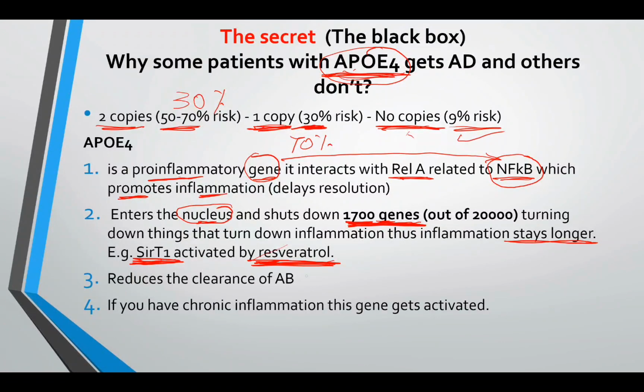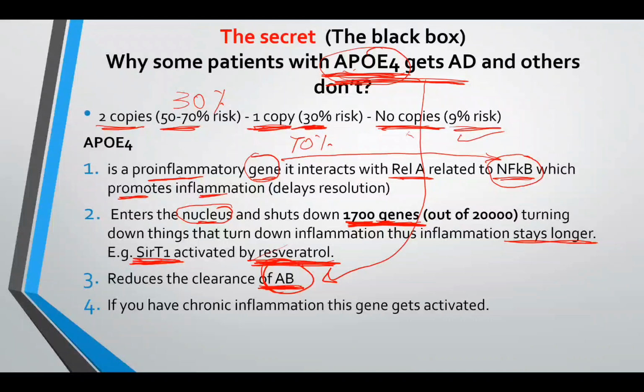Also, there is a protein. The protein characteristic of Alzheimer's disease is called amyloid beta, or AB. The presence of this ApoE4 will not allow the brain to clear the amyloid beta, because this protein should be cleared regularly by different mechanisms in the brain. If you have this gene, this protein will precipitate and the brain cannot get rid of it.